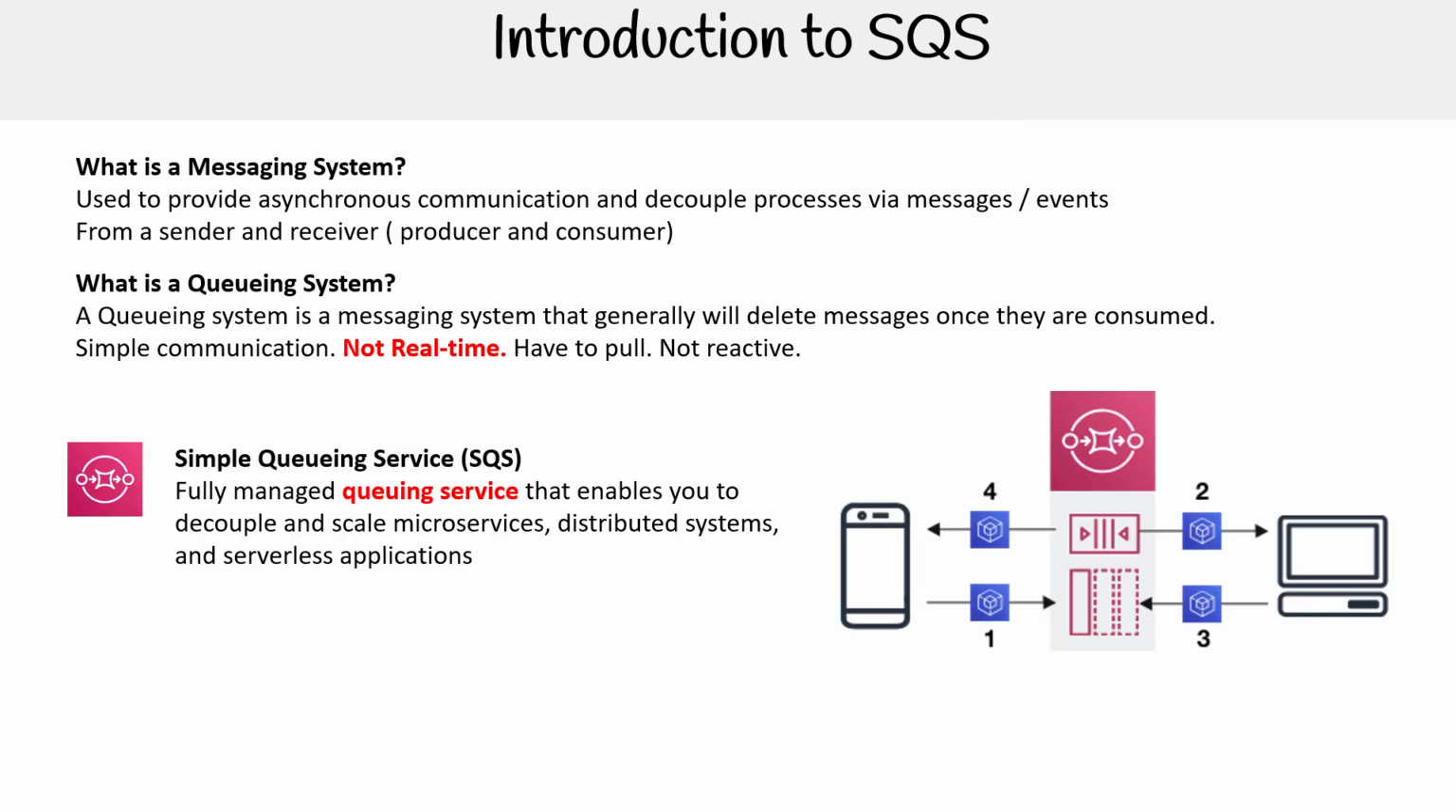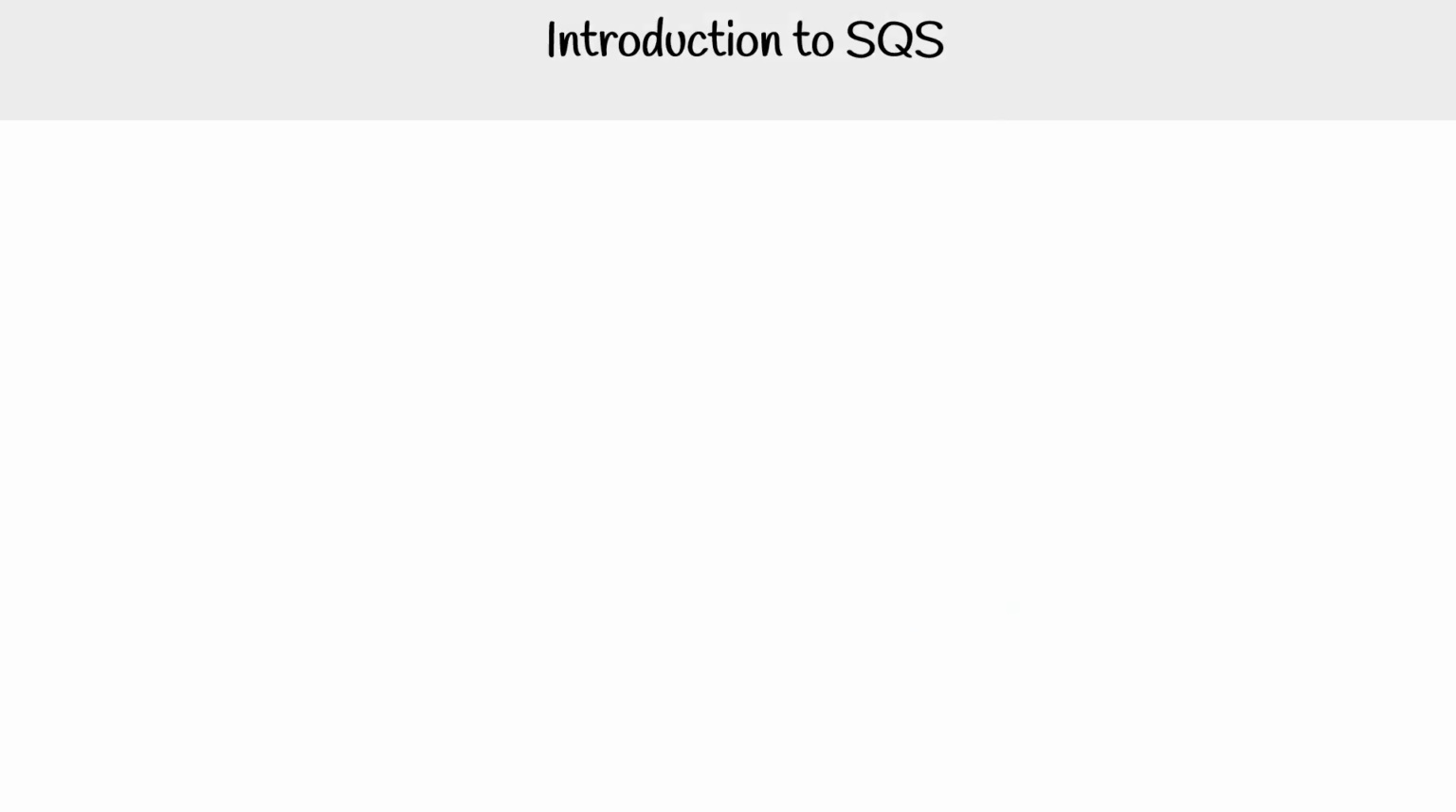So, what is SQS? Well, it's a fully managed queuing service that enables you to decouple and scale microservices, distributed systems, and serverless applications. A use case here would be you need to queue up transaction emails to be sent. So, things like for background jobs and things like that.